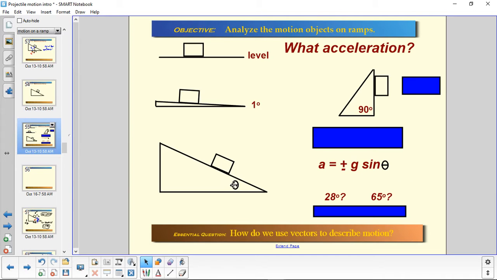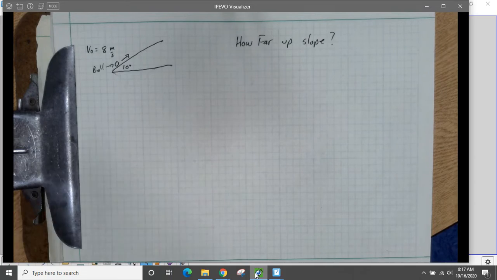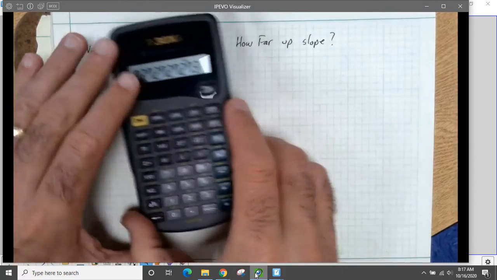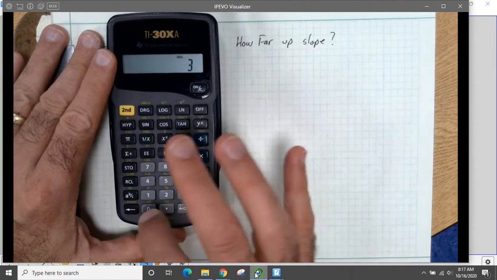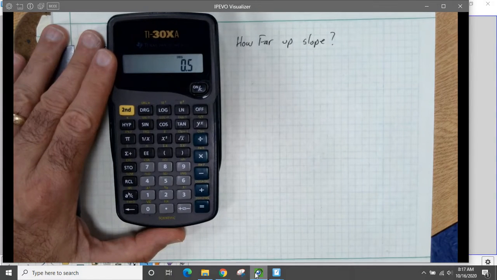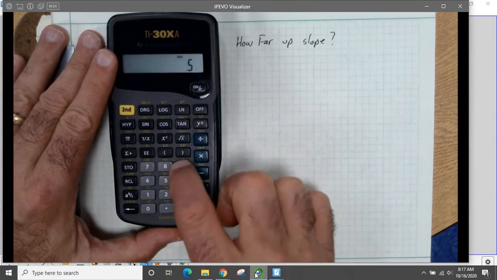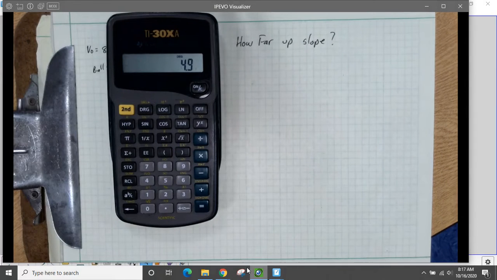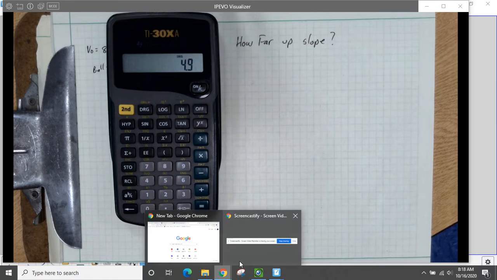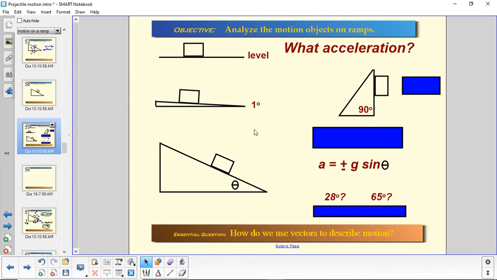So for example, if theta is 30 degrees, we're going to take the sine of 30, which comes out to be 0.5, and then we're going to multiply that by 9.8. And we get 4.9 meters per second squared as our acceleration. So if theta is 30 degrees, then the acceleration is 4.9 meters per second squared, because the sine of 30 is 0.5.